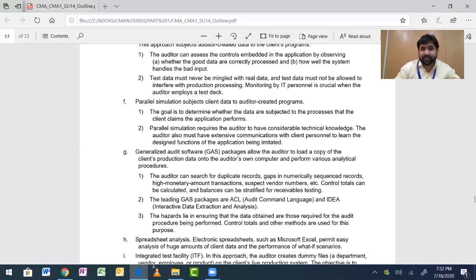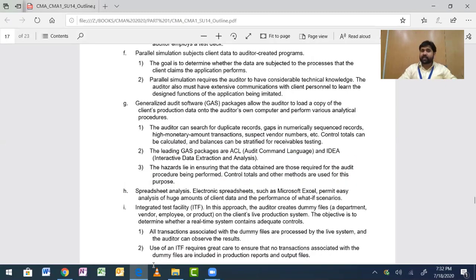Now, generalized audit software, that is GAS packages, allow the auditor to load a copy of the client's production data onto the auditor's own computer and perform various analytical procedures. So this is software which is especially for audit. Then spreadsheet analysis: electronic spreadsheets such as Excel permit easy analysis of huge amounts of data, using what-if scenarios. So you copy the data, extract it to Excel, and then you can do your own work to find out whatever you want to check.